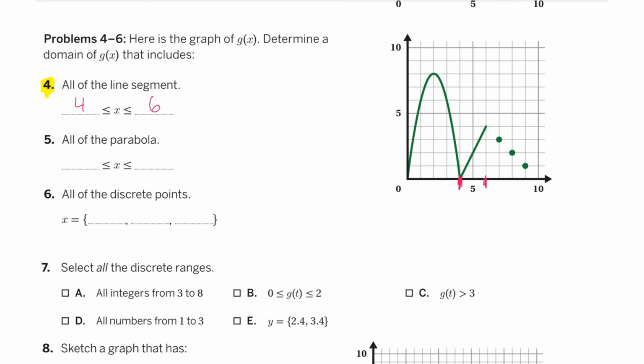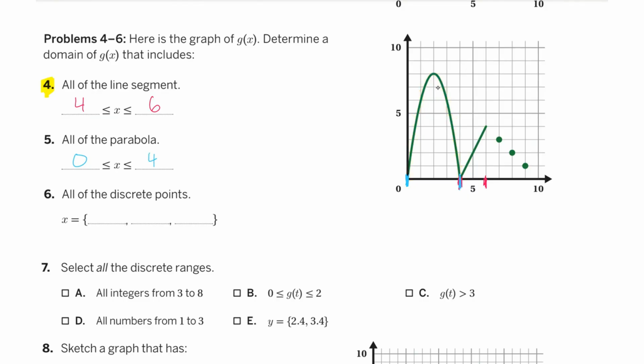For number 5, we are asked about the domain of the parabola, which is this part right here. And again, the domain meaning we are going from the first x value to the last x value. Again, in this one here, the first x value is 0, and then it's a parabola all the way until we hit that x value of 4.